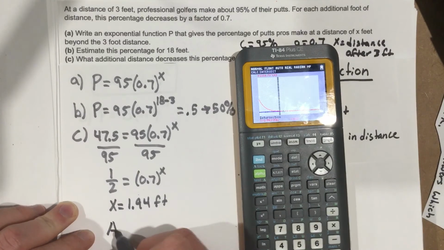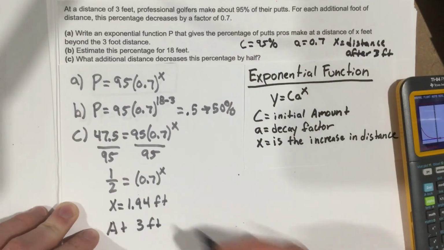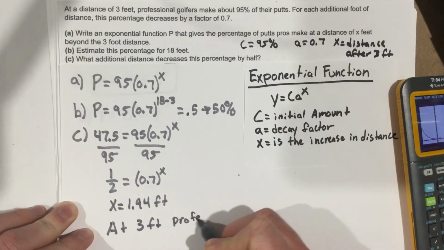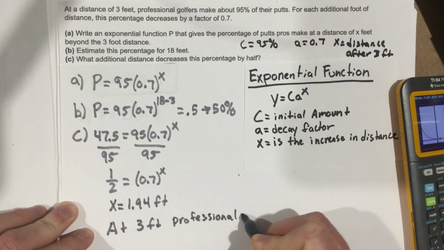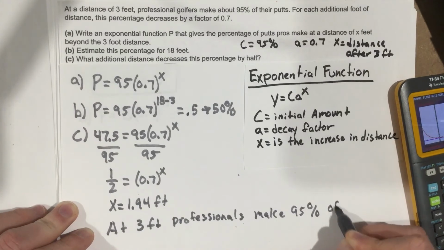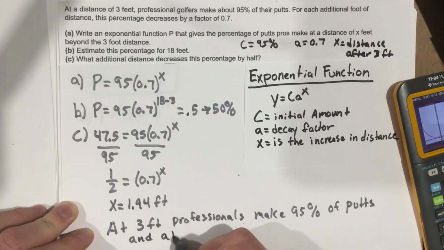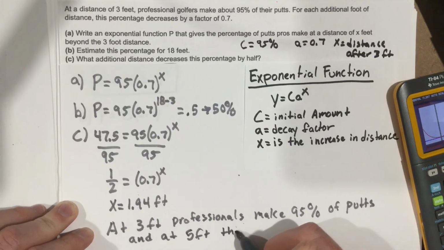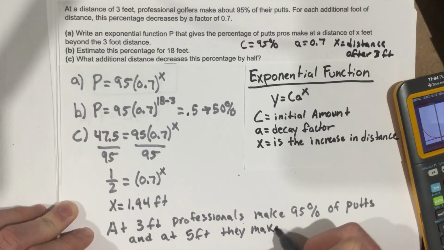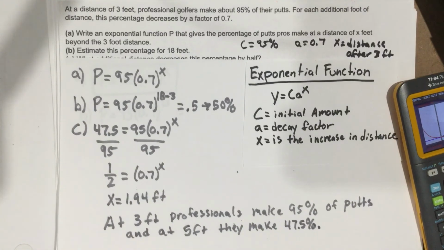So at 3 feet, professionals make 95% of putts, and at roughly 5 feet, they make 47.5%. So it's a significant drop. Hope that makes sense.